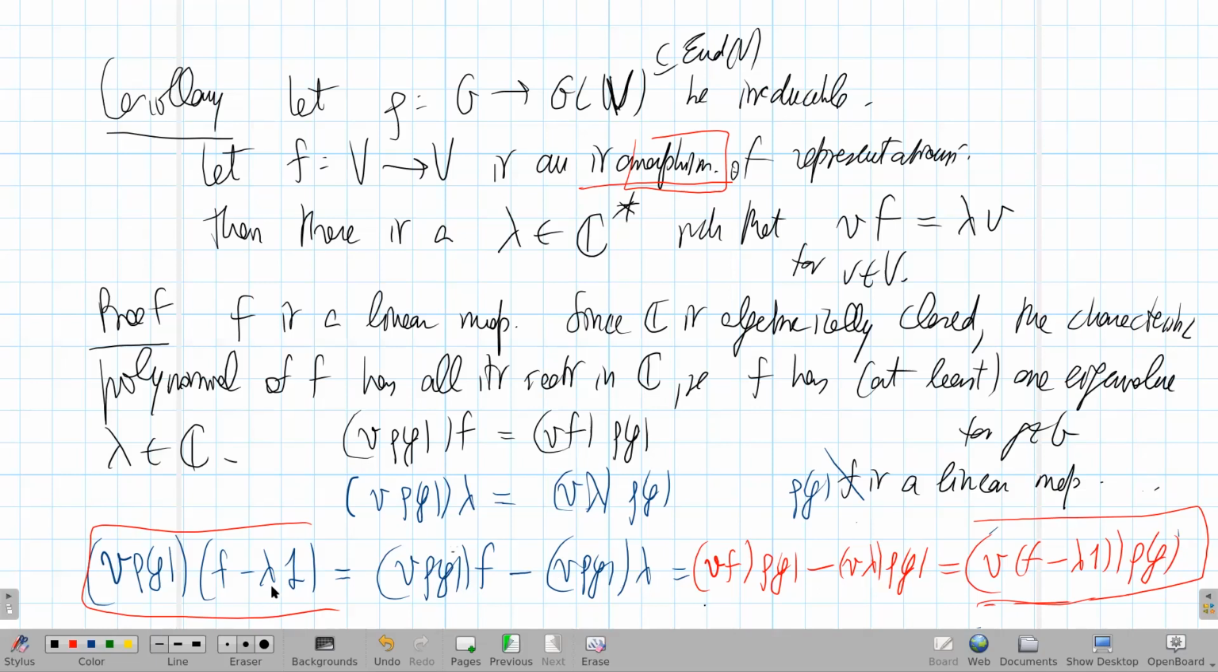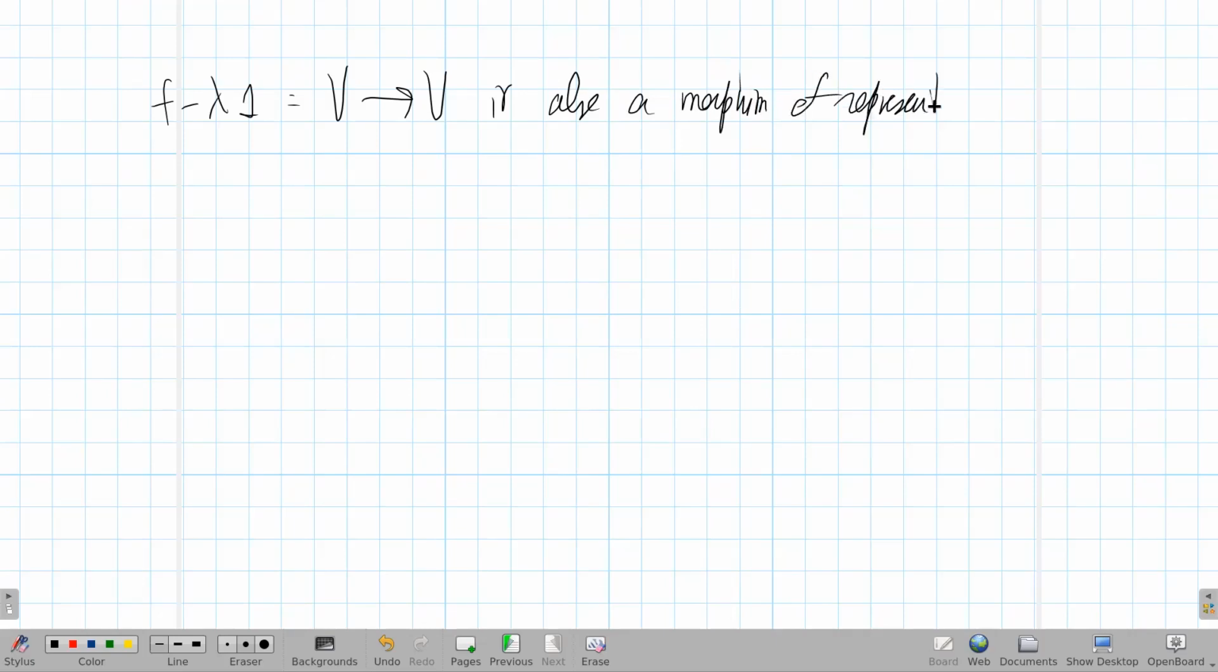So what I have here is that F minus lambda 1 is also a morphism of representations, because you can see the rho G comes out exactly as here, okay? So F minus lambda 1, which is still a map from V to V, is also a morphism of representations. And remember, Schur's lemma tells you that a morphism of representations is either 0 or an isomorphism.